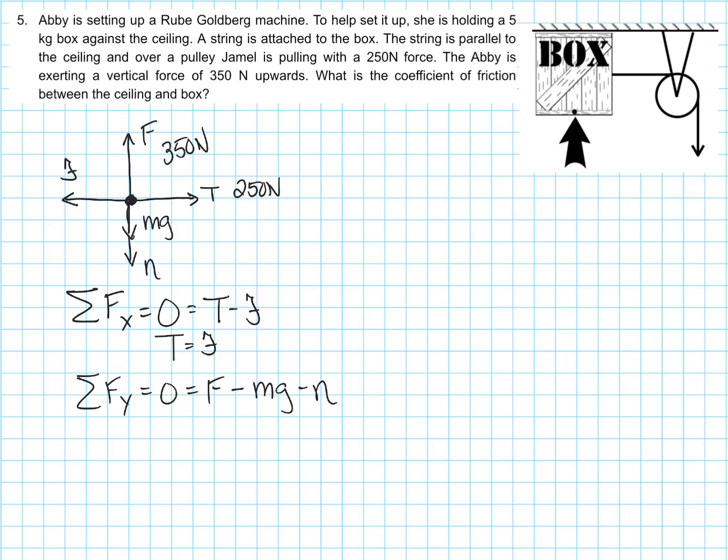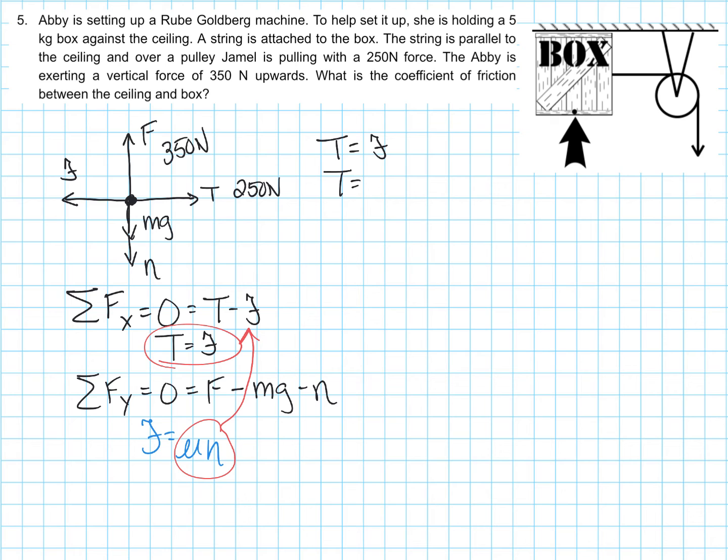when I'm looking at this, I'm looking for the coefficient of friction. So if I'm looking for the coefficient of friction, what that means is that I need my definition of friction. So friction is equal to mu times eta. So that's what I'm going to use. I'm going to take that mu times eta and put it in for friction up here. So when I make that substitution, I've got this equation here that I'm actually going to use. T is equal to friction.